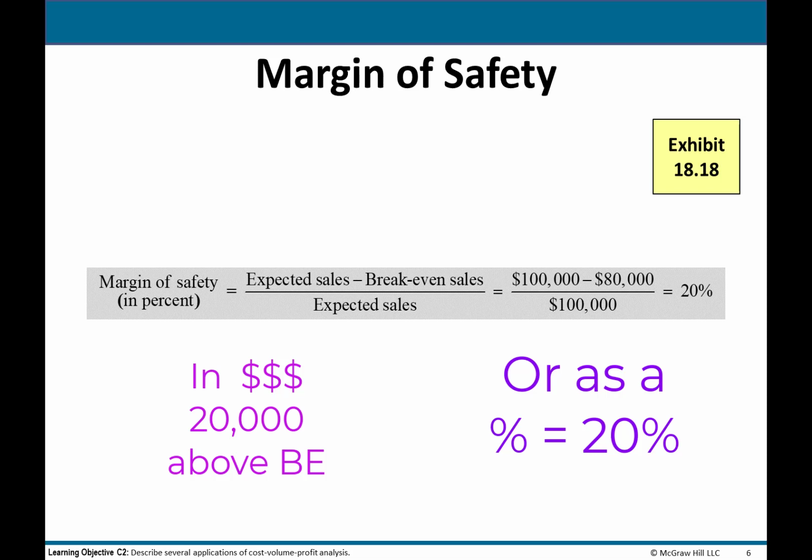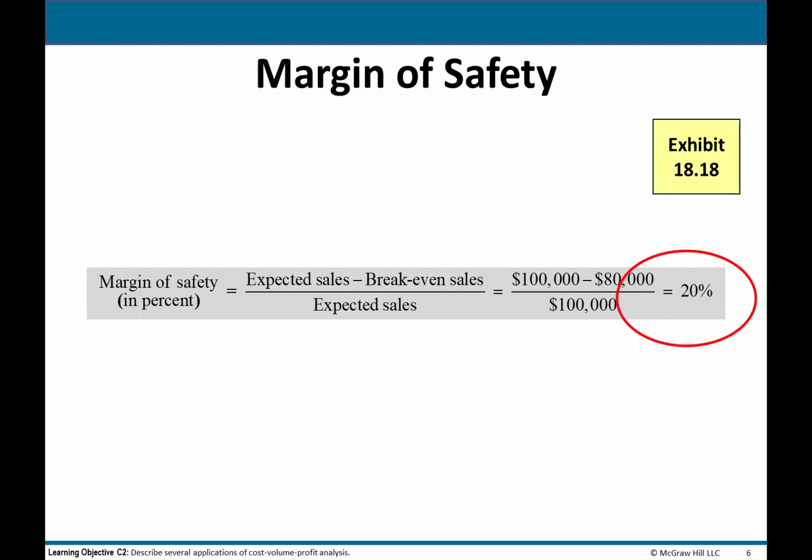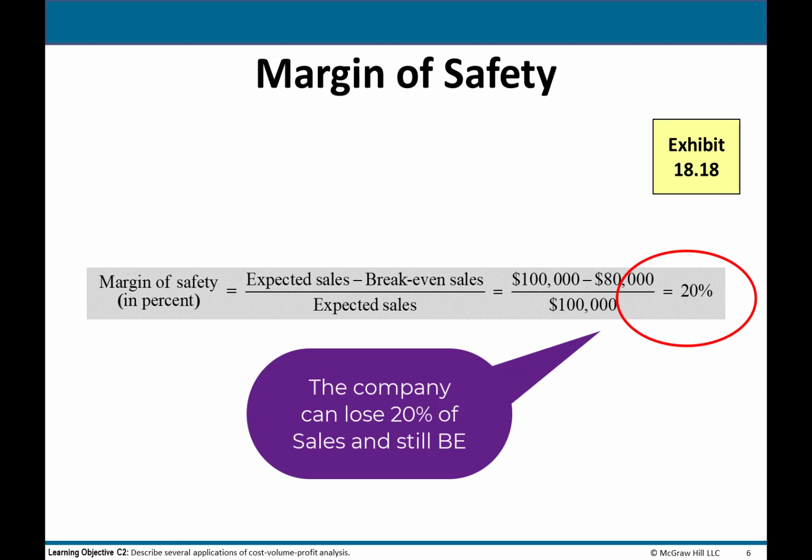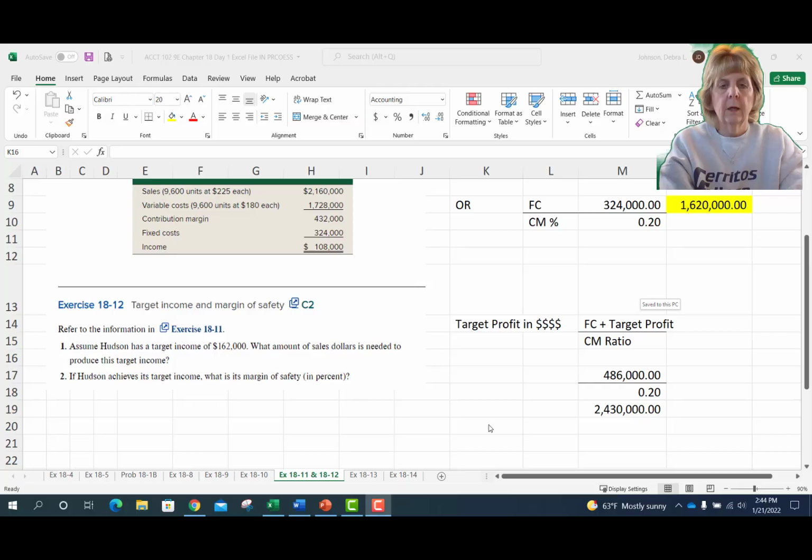In this example that's on the screen, this company has a 20% margin of safety. That means that the company could lose 20% of its sales and still not suffer a loss. Take a look at that, and then let's apply it on this last exercise. To finish this problem off, the author asks us for the margin of safety as a percentage.